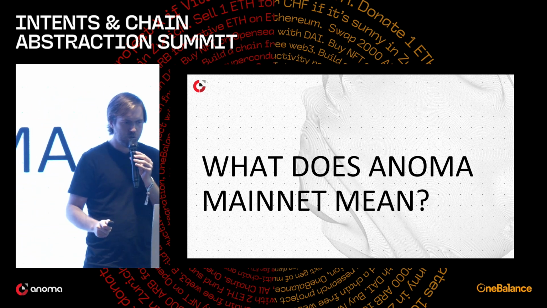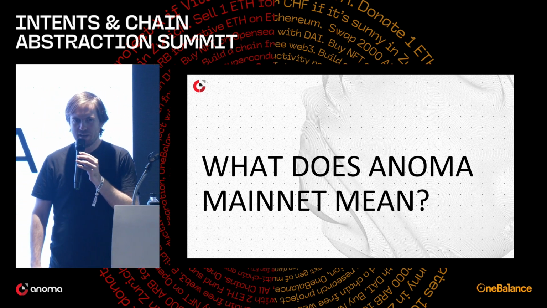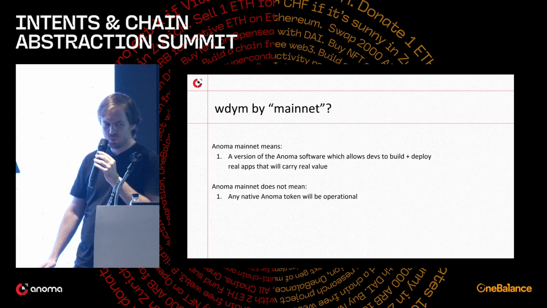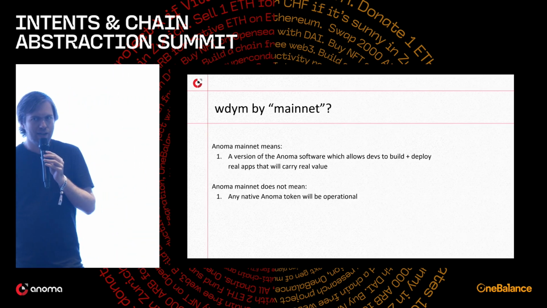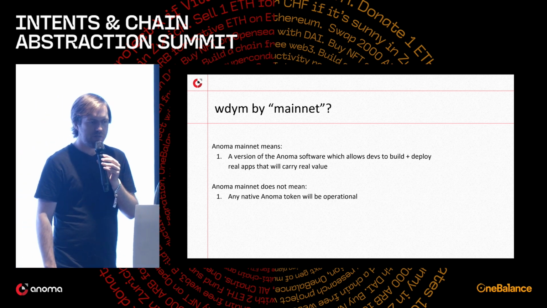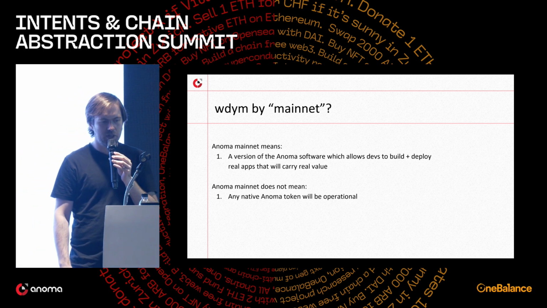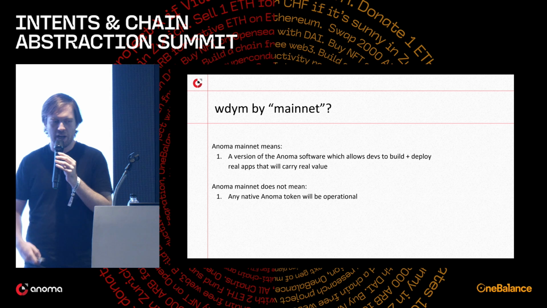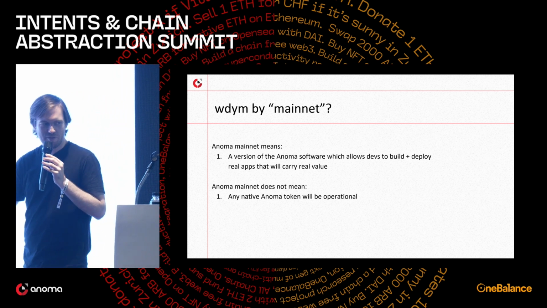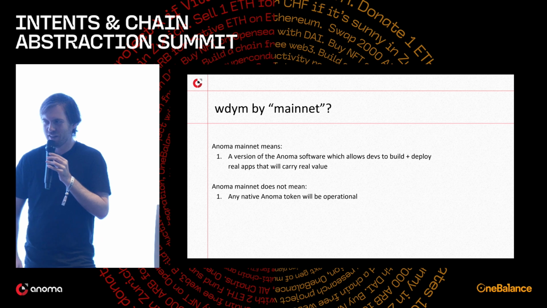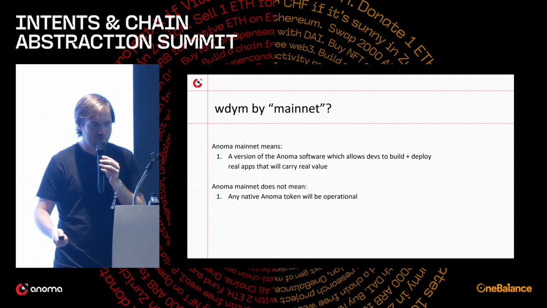Okay. Part two. What does Anoma mainnet mean? This word, mainnet, mysterious. What do you mean by mainnet? By mainnet, I mean a version of the Anoma software which allows developers to build and deploy real applications that will carry real value. It's not a testnet. What is real value? That's a philosophical question that is beyond the scope of this talk, but you probably know it when you see it.